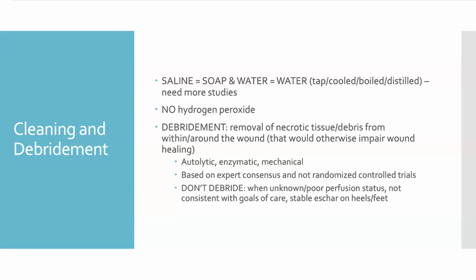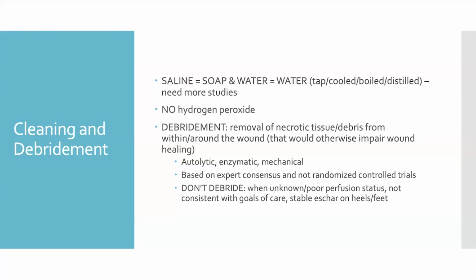And then there's debridement. Debridement is defined by the removal of any kind of dead or necrotic tissue or debris either within the wound or around the wound. This debris would otherwise impair wound healing and must be removed. There are 3 types of debridement. They are autolytic, enzymatic, and mechanical.